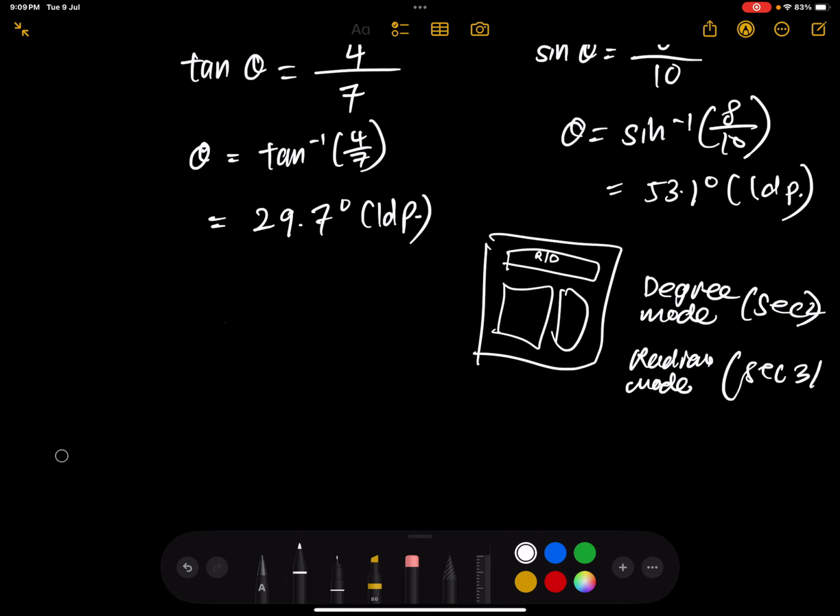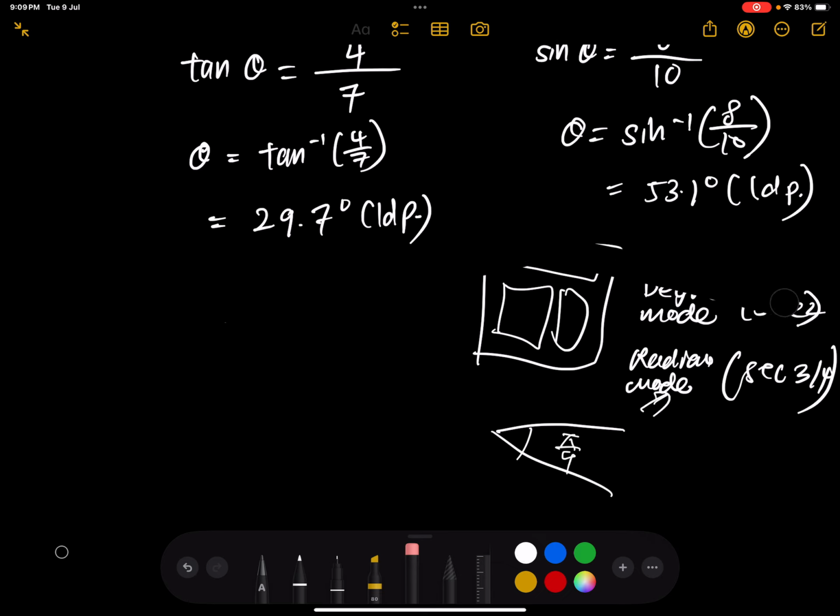Sec 3, 4. You only use radian mode if the question tells you to, or if the angle is like pi/4, then you know it's radian already. But if you are Sec 2, you don't need to worry about this yet.